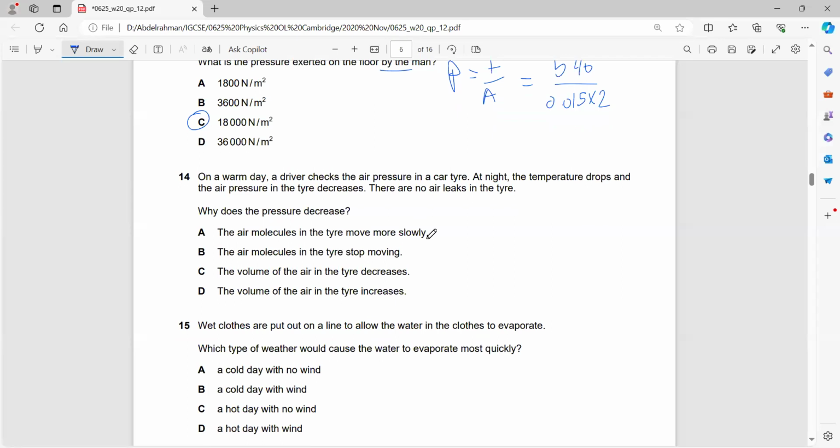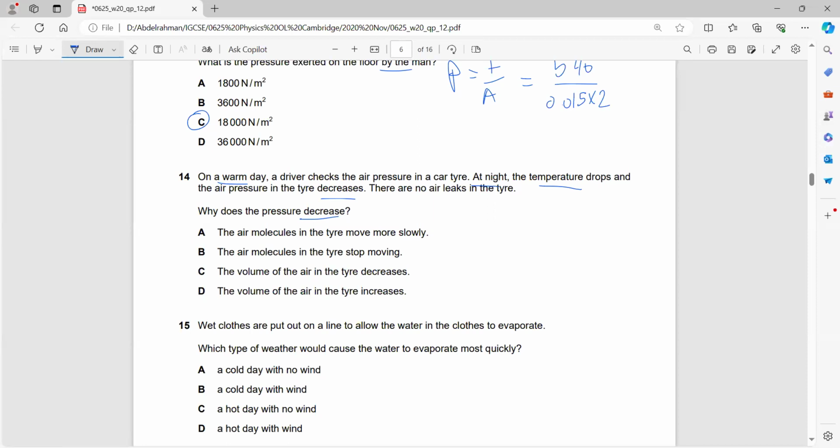Okay, on a warm day, a driver checks the air pressure in a car, okay, at night. At night, the temperature drops and the pressure decreases. Initially, when he checks the pressure, that was on a warm day. At night, what happens to the temperature? The temperature drops and the pressure decreases. Why does the pressure decrease when the temperature drops? What happens to the kinetic energy of the air molecules?